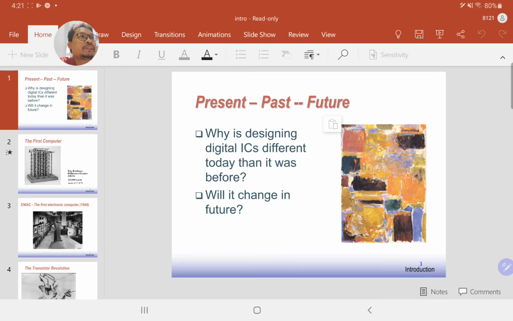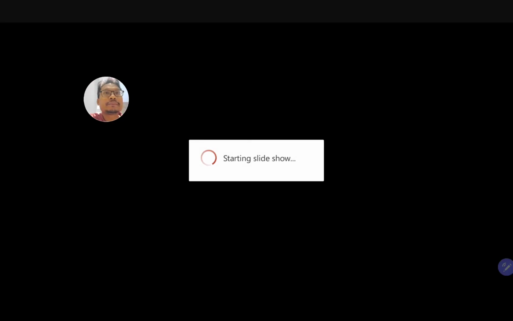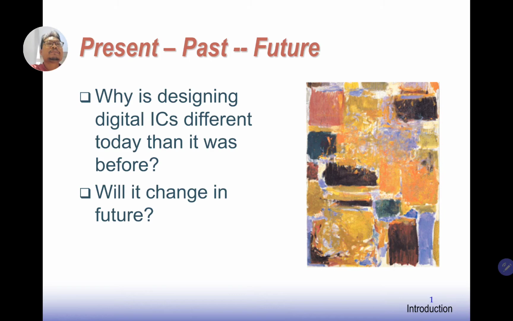Okay, so let's just quickly go through this, just looking at some of the motivation of the course. Okay, so present, past and future. Why is designing these ICs different today than it was before? Will it change in the future? Actually, I think this slide is quite old. It's from Rabaey's book. So it's quite old, but some of the content is still quite relevant. We'll see how it goes.